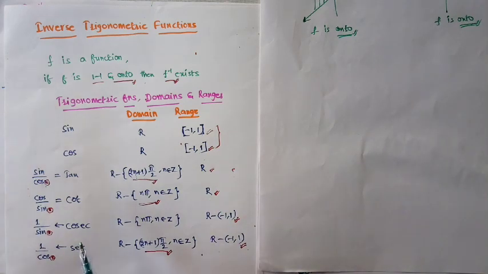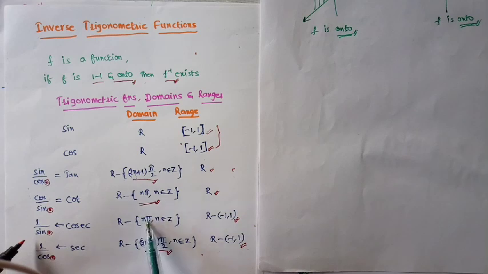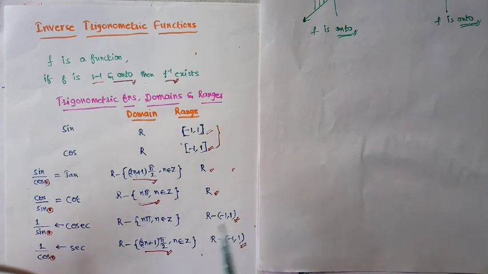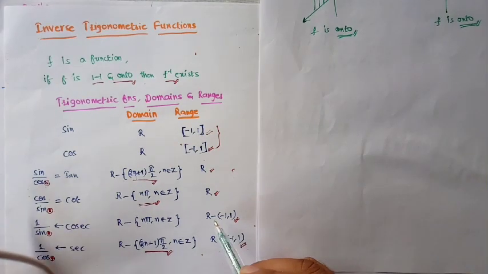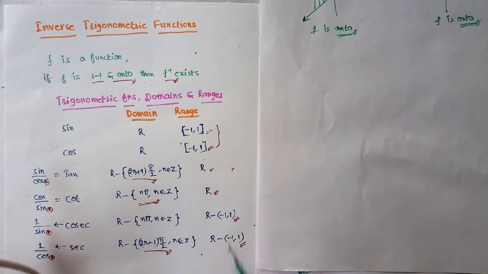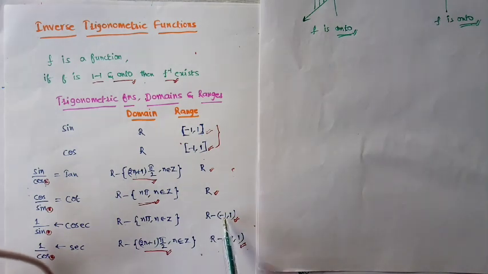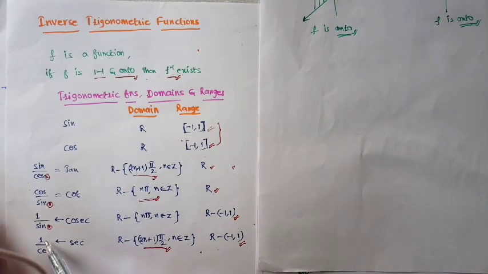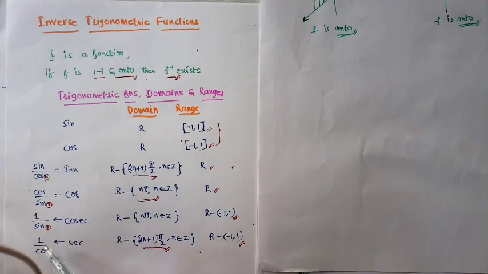Now coming to the next, cosec. It is 1 by sine. Same as sine, when it becomes 0, at nπ, the domain is R minus nπ, n belongs to Z, and the range becomes R minus the open interval (-1, 1). Now coming to the next, secant x is equal to 1 by cos, and cos becomes 0 at the time of odd multiples.